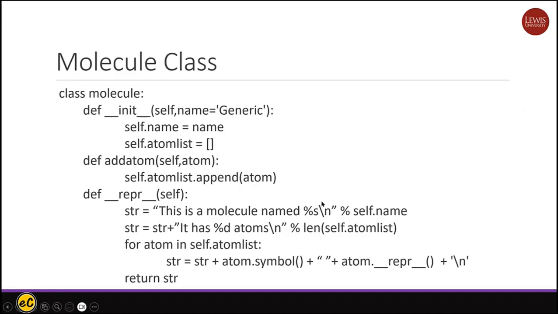Okay, the molecule class is a collection class. It includes multiple atoms. So it has a data field of the atomic list. Others are similar.